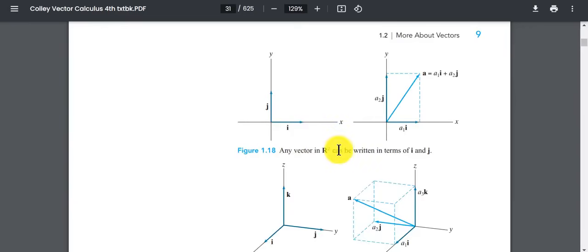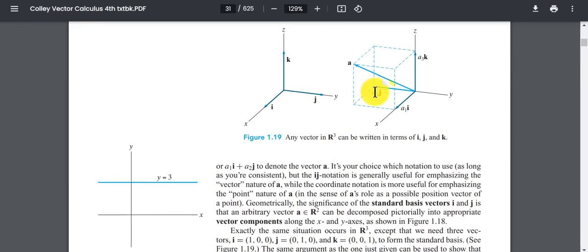And if you're in R3, you can do the same kind of thing. Okay, so in R3 you can take A and write it as A1I plus A2J plus A3K. So this vector can be written as the sum of some multiple of I plus some multiple of J plus some multiple of K. And the things that are multiplying them are precisely the coordinates of A.